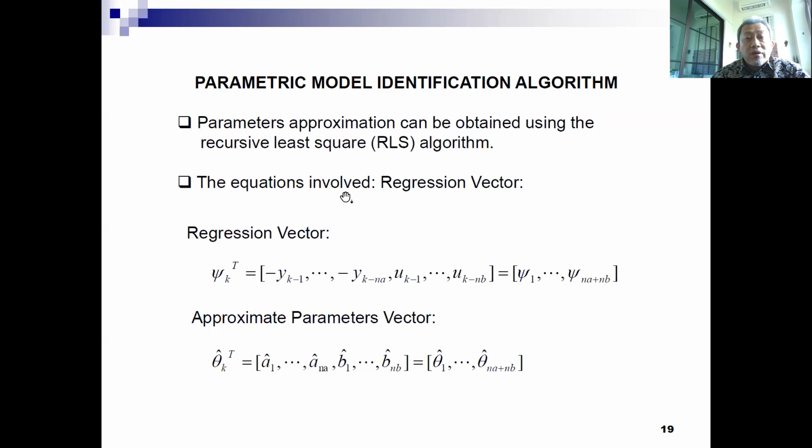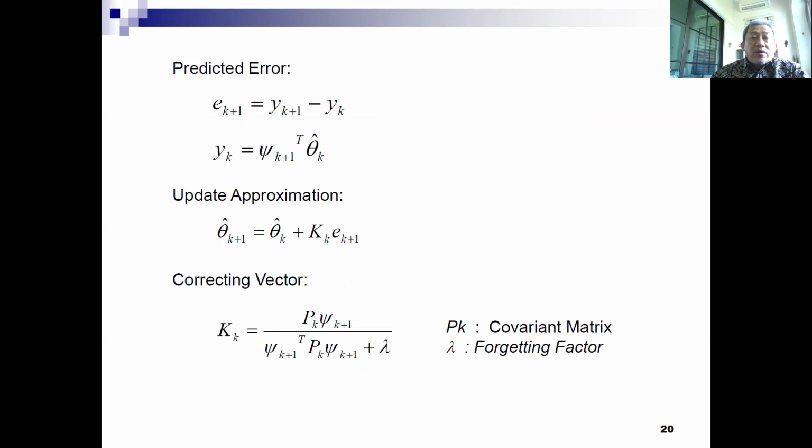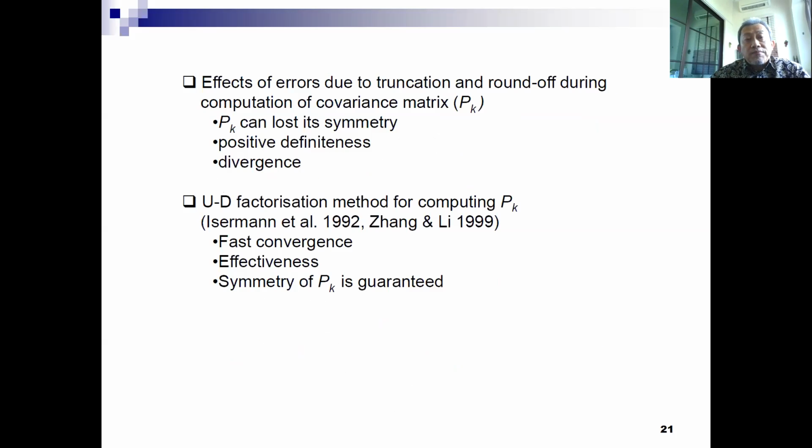It uses a regression vector, so don't worry about the equations. This just corresponds to the recursive least square algorithm. We have a regression vector, then we have an approximate parameter vector. Then we have a prediction error to compare the current value and the next value. Then we have the update approximation subroutine to calculate the estimated value. Then we have the correcting factor. The correcting factor is a number that compensates the value of the parameters.